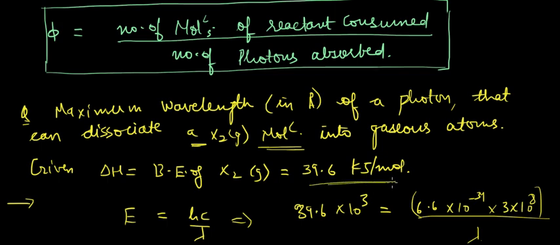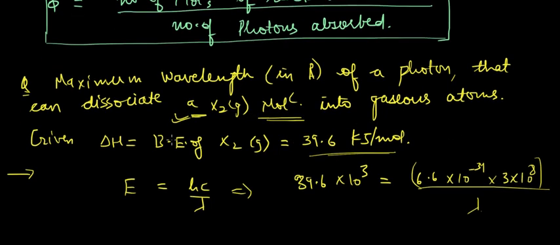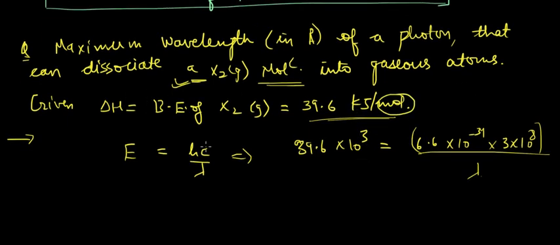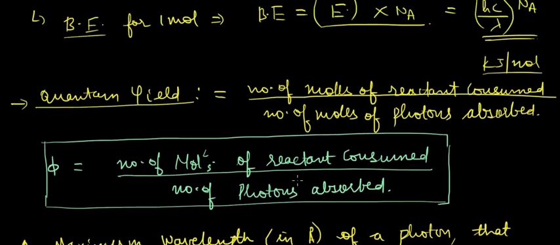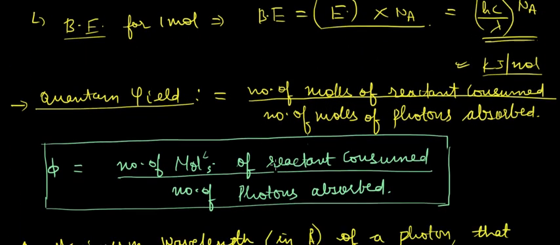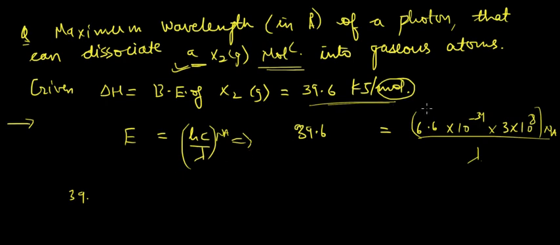Actually, we saw that we have to dissociate a molecule. You have to find the maximum wavelength for dissociating an X2 molecule, whereas you have been given delta H, and delta H is always calculated per mole as written here. So you have to multiply it with Avogadro number as well. Okay, so multiply it with Na. This is already in kilojoule per mole, so no need to multiply it with 10³ or convert it into joules. Kilojoule per mole is a correct unit.